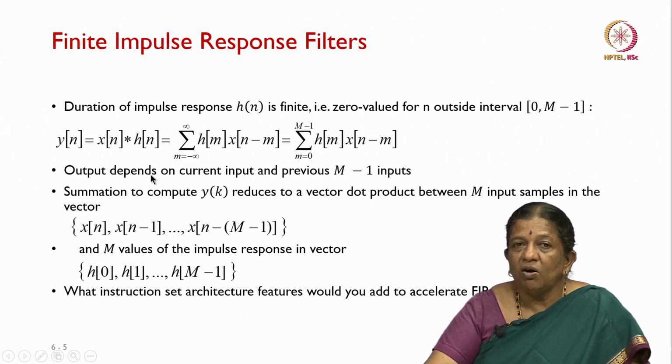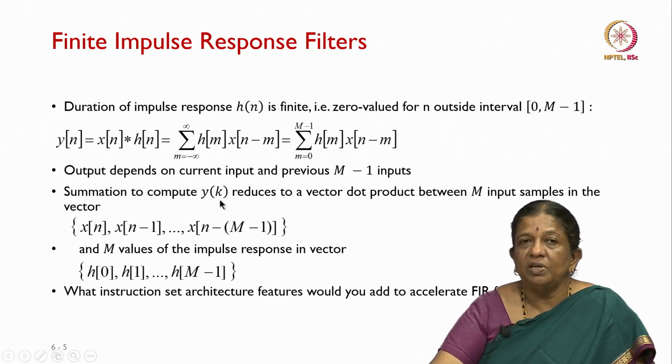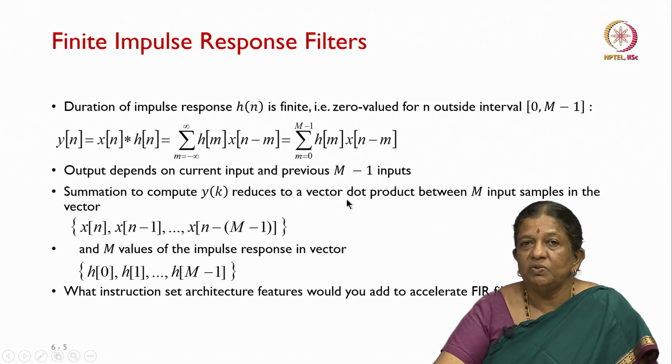In this case the output depends on the current input and the previous M minus 1 inputs, and the summation to compute y of k reduces to a vector dot product between the input samples, as seen here. x of n is represented as a vector and the impulse response is represented as a vector, so it is going to be a vector multiplication, as we will call it.